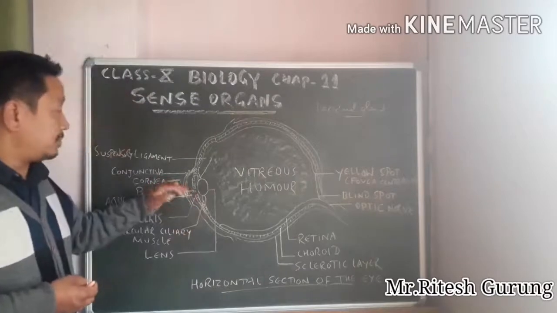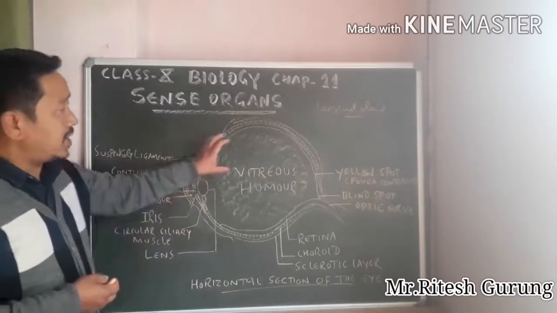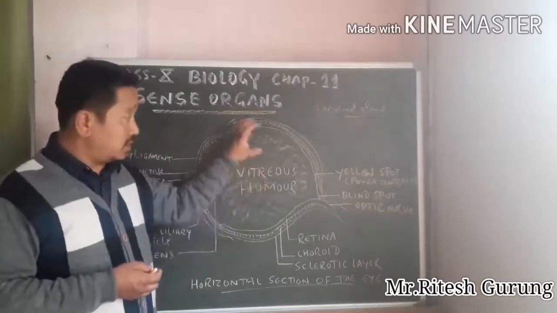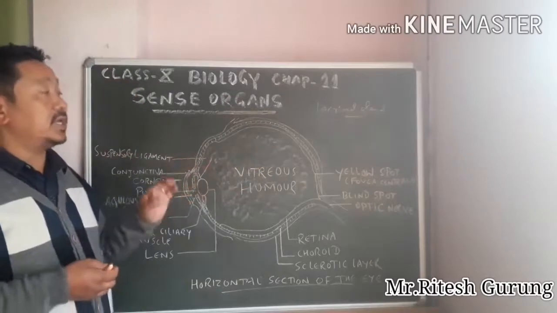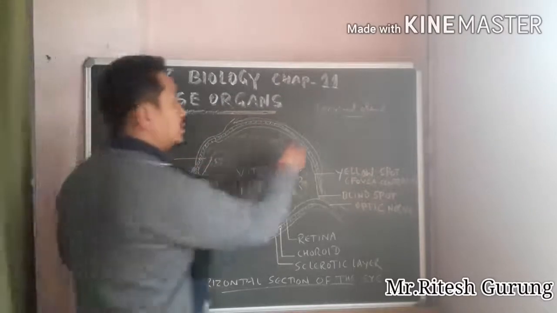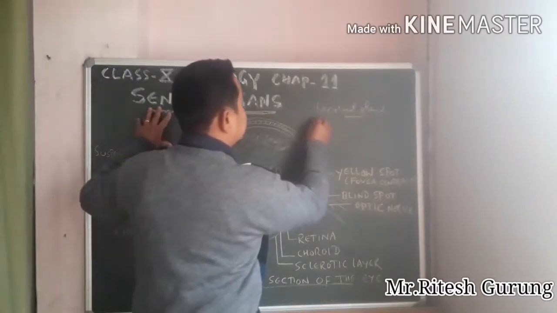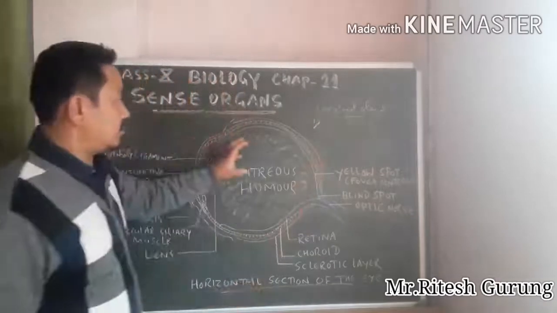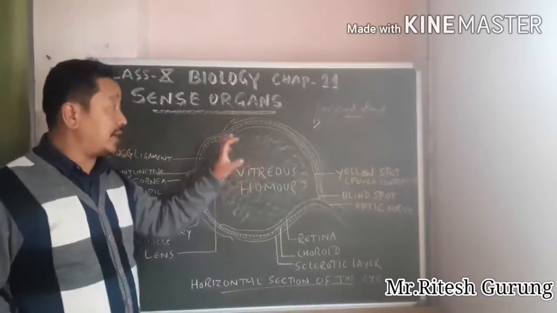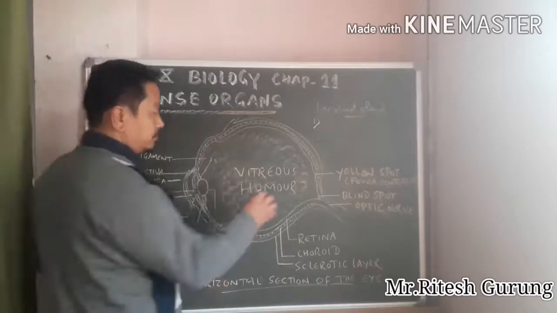All right, and then if you see the wall of the eyeball, it consists of three concentric layers. Three concentric layers are there. Which three concentric layers do you find? Let's see.